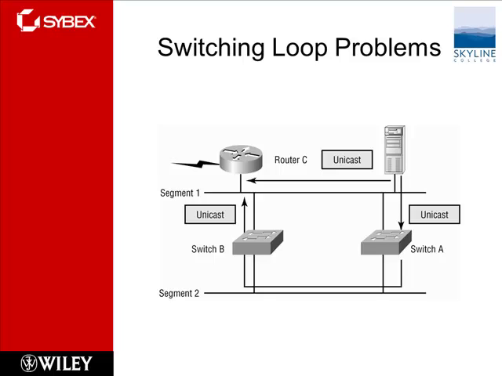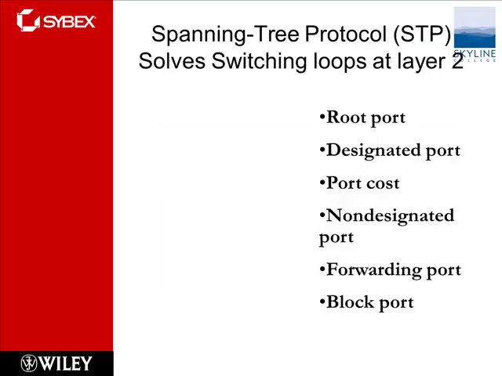4096 and increments on up of those. This is more of the switch loop problems that we've talked about, and again, what we want to do with spanning tree is to do that. Spanning tree protocol solves the switching loops. We have a root port, designated port, port cost. I want to look at those things when we go through.